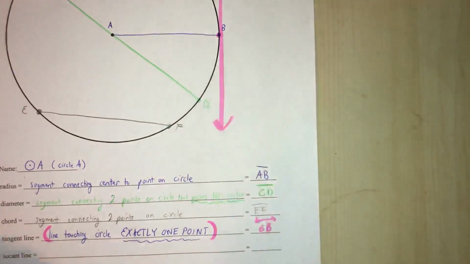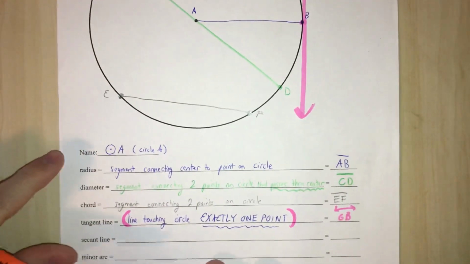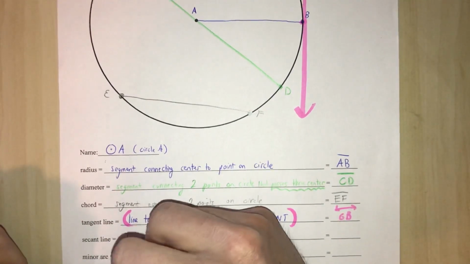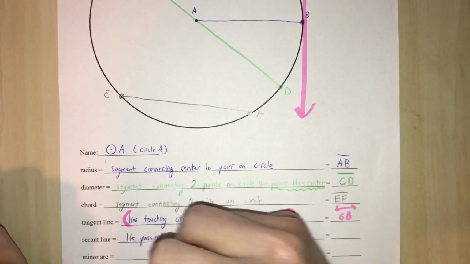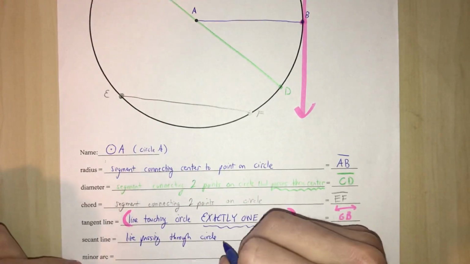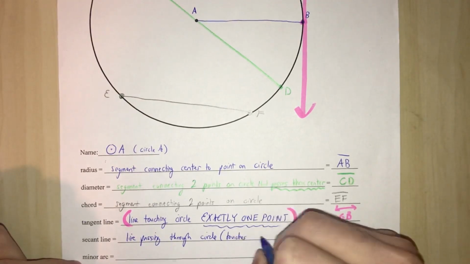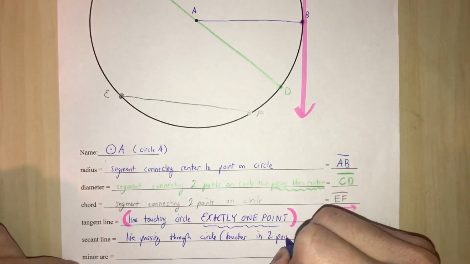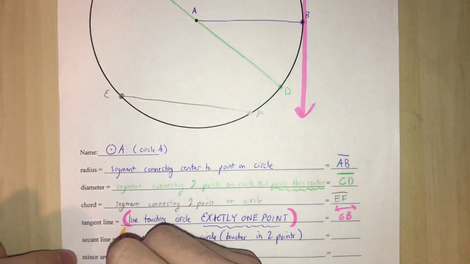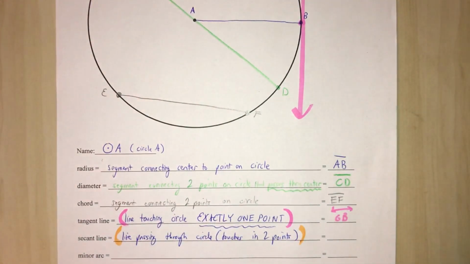The next thing we're going to do is the secant line. So again, there's only 2 options here. It's either the line's going to touch once, like in a tangent line, or a secant, it touches 2 points. So this is a line passing through the circle and touches in 2 points. Okay, so it touches only twice through a circle. All right, so you guys could write that down.